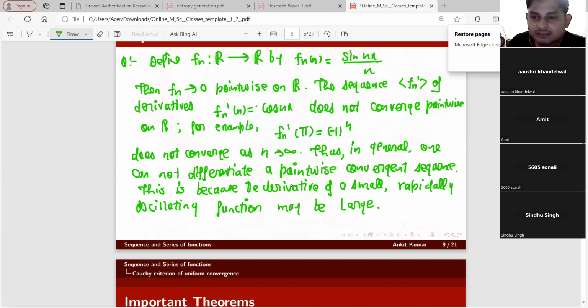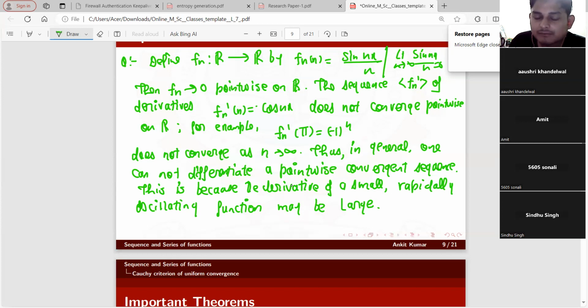Okay, so from this question, we analyze that a function can converge pointwise while its derivative does not. If we take the limit as n tends to infinity of sin(nx)/n, this goes to 0, so it converges pointwise. But fn'(x) is cos(nx), which does not converge pointwise on R.